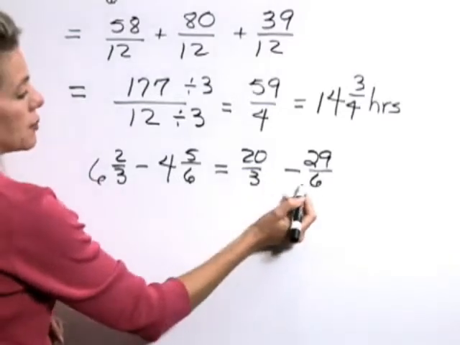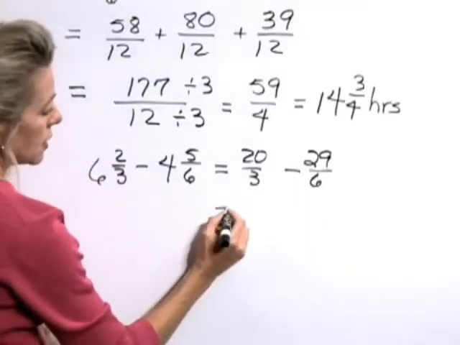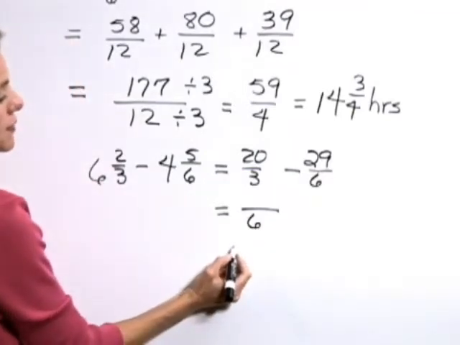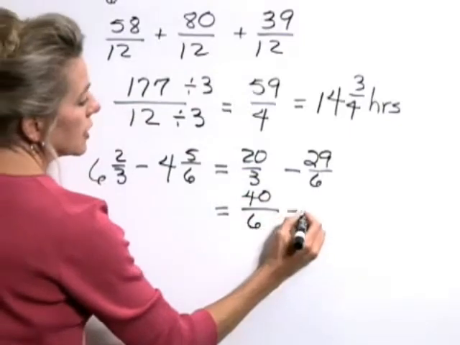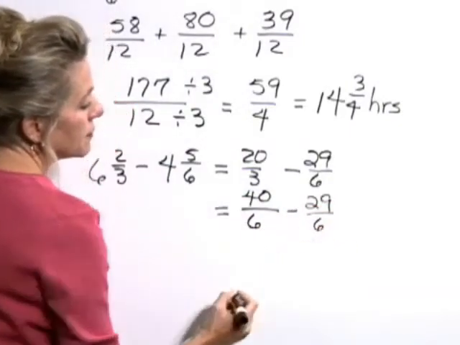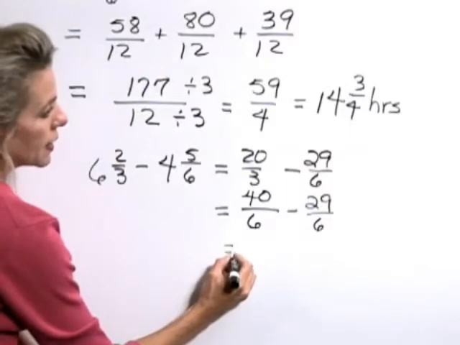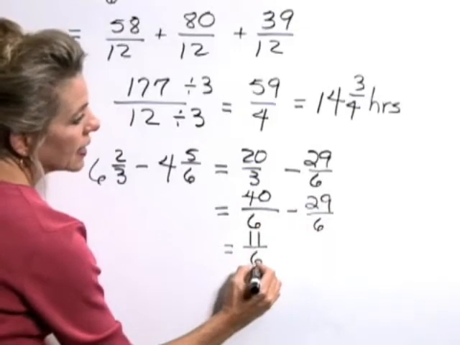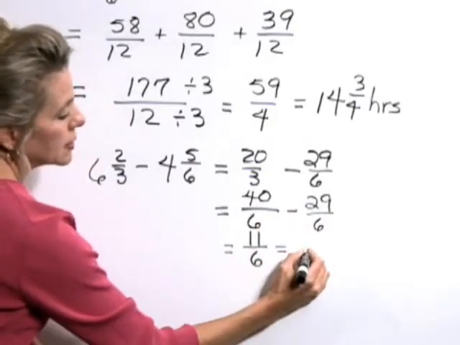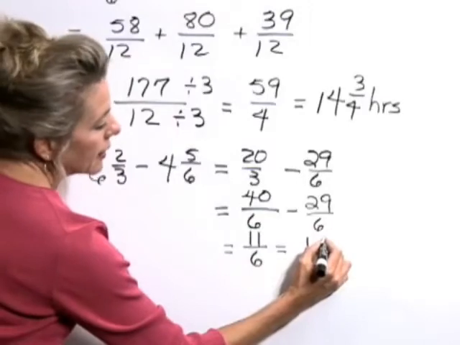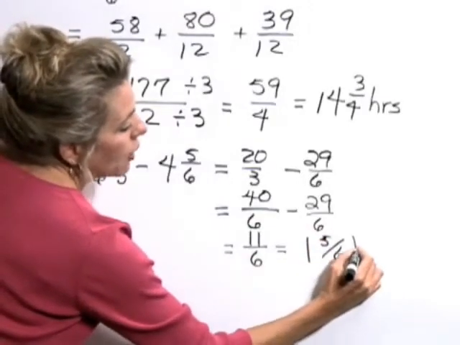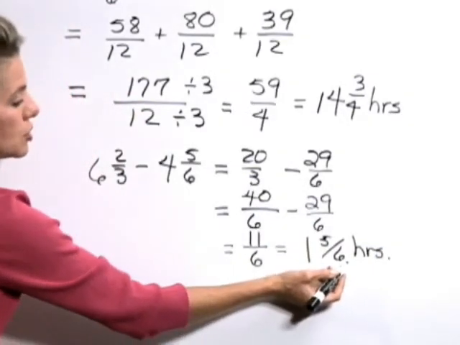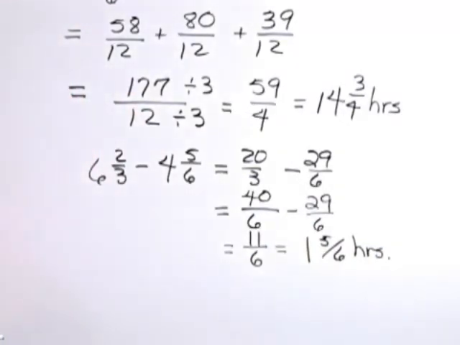Now the common denominator between 3 and 6 is 6. So we change 20 over 3 into a fraction with a denominator of 6, and that would be 40 over 6. And then we're going to subtract 29 over 6, giving us 40 minus 29 is 11, and 11 over 6 can be changed to the mixed number 1 5/6 hours. So she spent 1 5/6 hours more time on Tuesday training for the wheelchair race than she did on Monday.